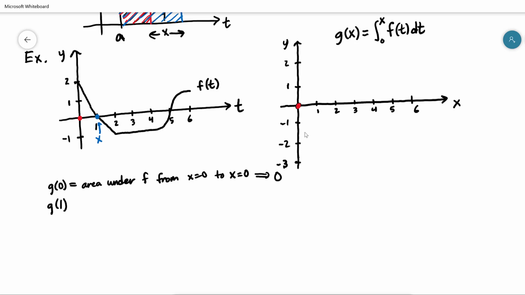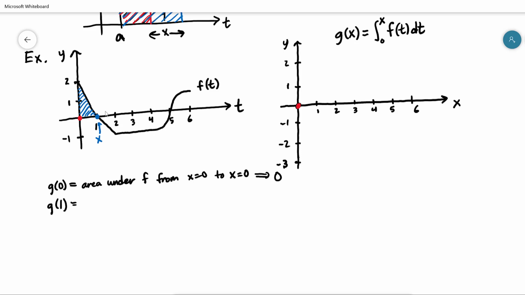I'm trying to find that area. And the way that I've drawn it, that's just a triangle. It has a height of 2 and a width of 1. And it's a triangle. That total area is going to be 1/2 base times height. So the base is 1, the height is 2, 1 times 2 gives me 2, and it's 1/2 the base times height, so it's half of that 2.